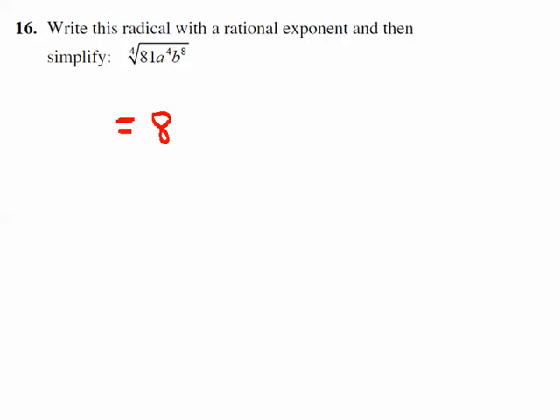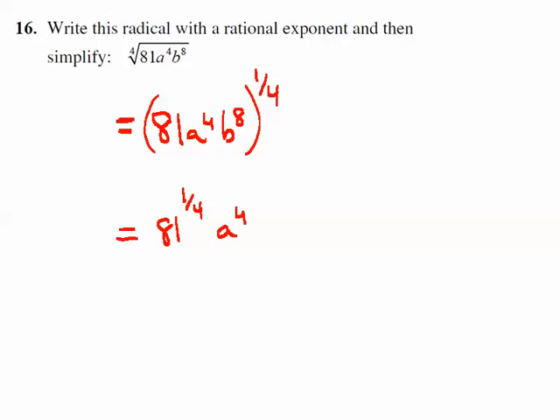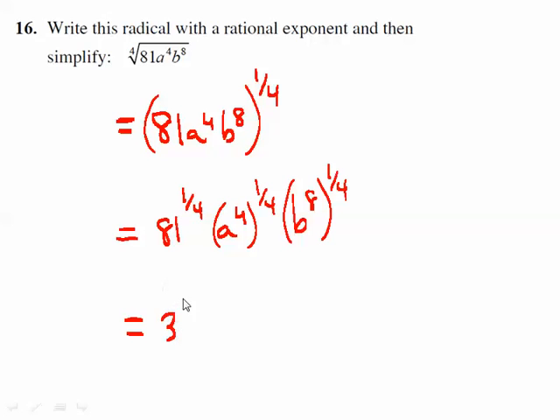Alright, let me start it as well here. So that's going to be 81, a to the 4th, b to the 8th, now taken to the exponent of 1/4. And that 1/4 goes to each one here. That reduces down now to a 3. Again, the 4's cancel, leaving a to the 1 power now. 8 divided by 4 is a 2, so b squared.